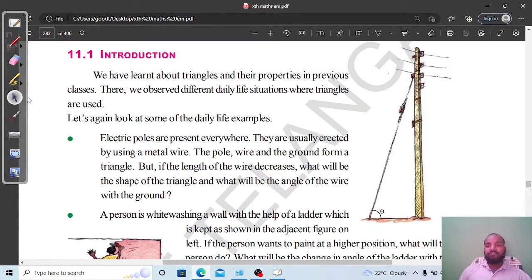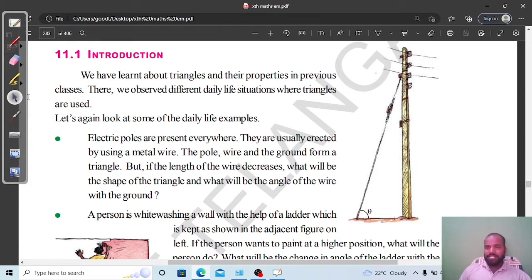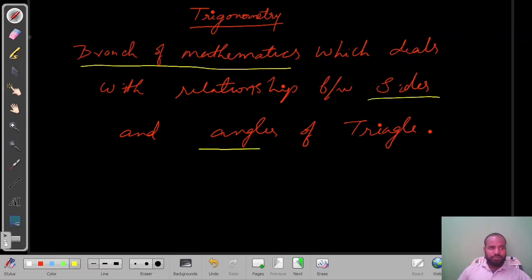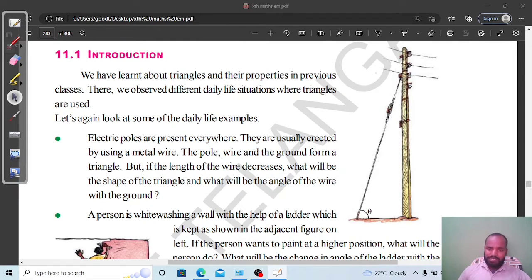Here one pole is there. That pole is held up by one rope, right? This pole and rope stand on the base ground. This pole is standing at 90 degrees, whereas this rope makes an angle with the ground. You can see here.